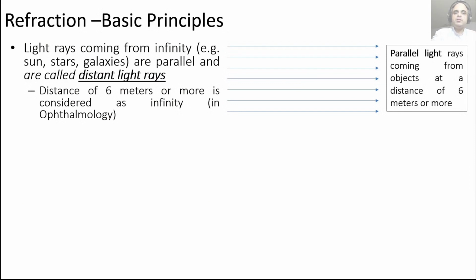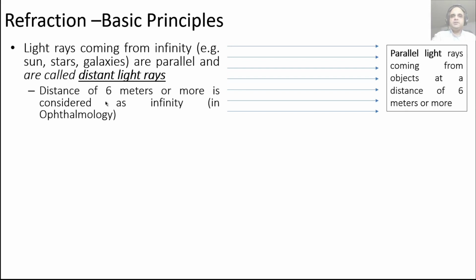So before we go on and talk about lenses, there are certain basic principles that we need to go over. The first is that any light rays that are coming to you from infinity, sun, galaxies, other stars, are traveling parallel to one another. In ophthalmology, a distance of 6 meters or more is considered as infinity. The reason it is considered as infinity is that the light rays from 6 meters or beyond can be considered to be traveling nearly parallel to one another. They're not exactly parallel, but nearly parallel. Good enough so that we can do our ophthalmology work.